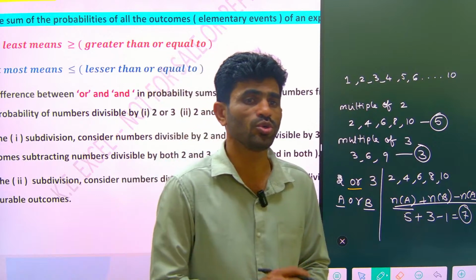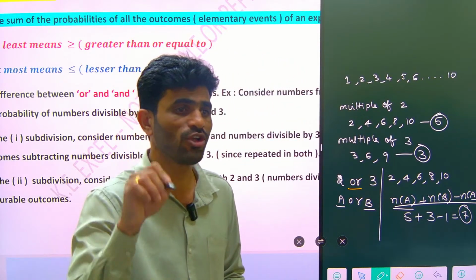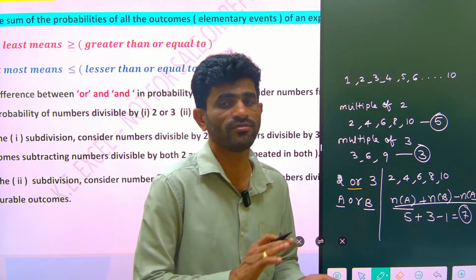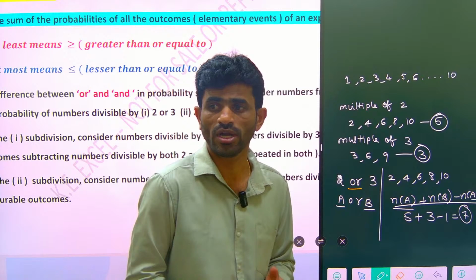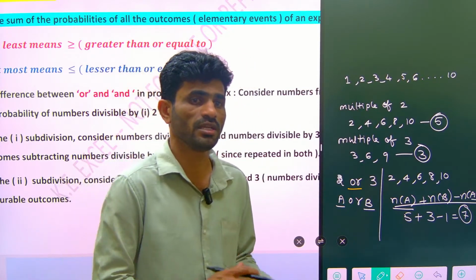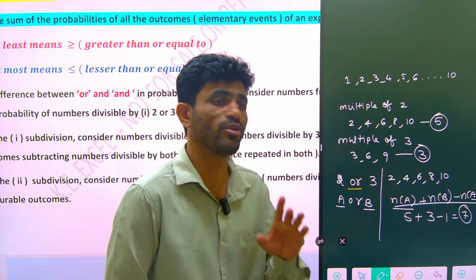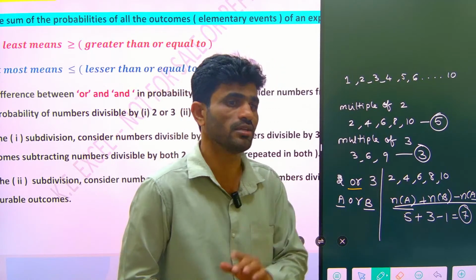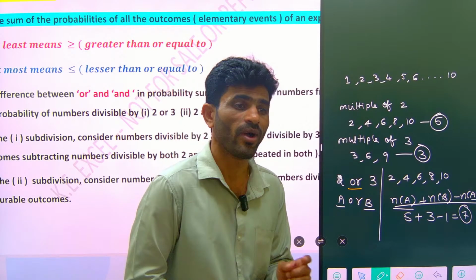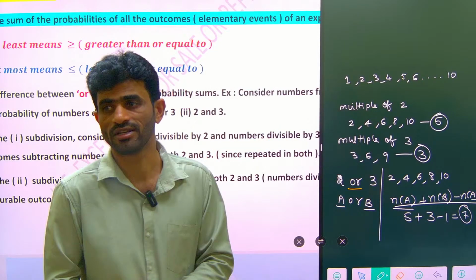If they ask you multiples of 2 and 3, in this case, what is the meaning of and? And means both should be satisfied. Or means any one of them should be satisfied. So only one number is there which is a multiple of both 2 and 3. What is it? 6. Only 6 will come. How many favorable outcomes now? 1 only. So the probability in that case is 1 by 10. In the previous case, 2 or 3, it was 7 by 10. Got the idea about 2 or 3?